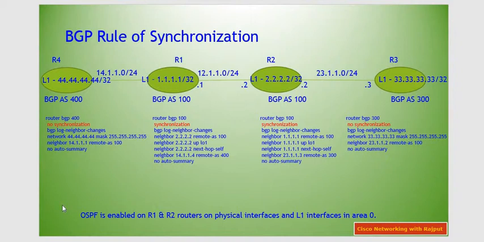For IBGP peering on router 1 and router 2, we would need to enable some IGP so that we can have reachability on the loopback 1 interface of router 1 and the same on the loopback 1 interface of router 2. So let us go to live devices.